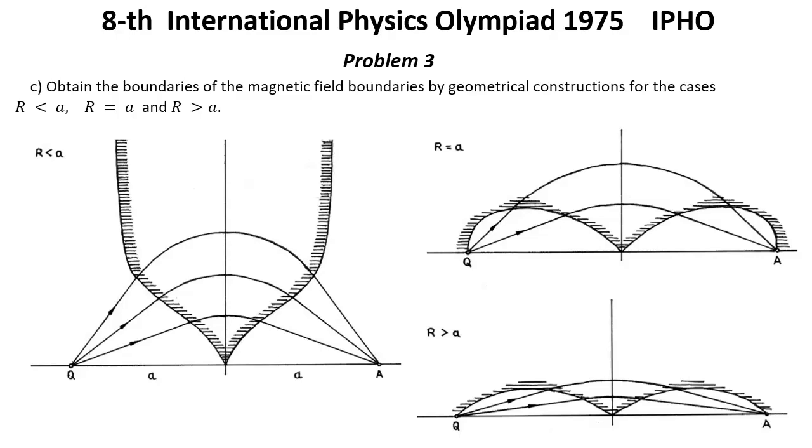If R is greater than a, then not all ions will reach point A. Ions starting at an angle theta from the tangent at Q do not arrive in A. The figure on this page shows the boundaries for the magnetic fields for the three cases: R less than a, R equal a, and R greater than a.